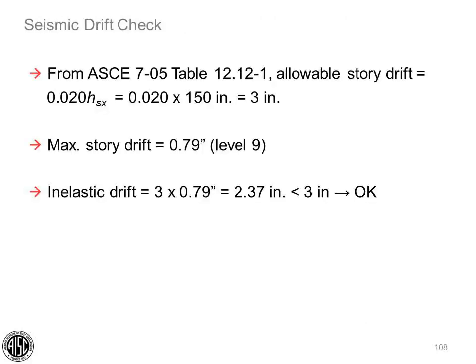Now we'll check seismic drifts. From ASCE 7, the allowable seismic story drift is 0.02 times the story height, which equals 3-inch maximum allowable story drift. The maximum seismic story drift for our frame was 0.79 inches at level 9. Again, that is the drift determined using the nominal unreduced stiffness. And also that's the elastic drift, so we need to multiply by the C sub D factor of 3 to get an inelastic drift of 2.37. That's less than the 3-inch limit, so the seismic drift is okay.